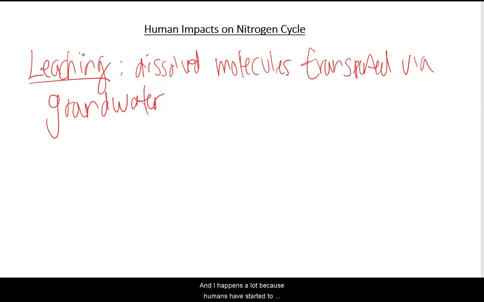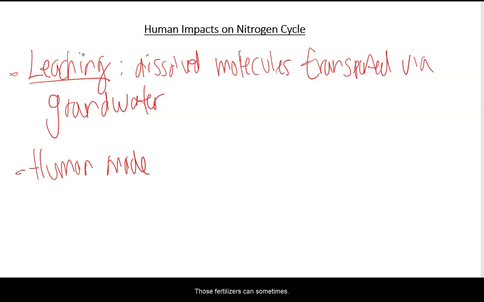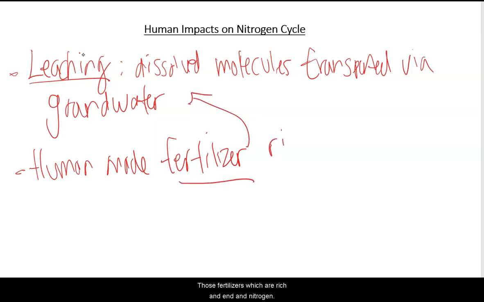shouldn't be. And that happens a lot because humans have started to create their own fertilizers to add nitrogen to soil to make healthier soil, because plants love nitrogen. They want more of it. So as humans make fertilizers, those fertilizers can sometimes go where they're not supposed to go, and also through the process of leaching, those fertilizers, which are rich in nitrogen, will end up places that they don't belong.